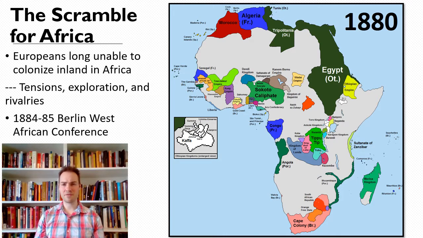So here's a map of Africa in 1880. You can see some of those European colonies just all around the edge. You can see some African empires still, the caliphates, or Egypt, even though it was a semi-independent section of the Ottoman Empire. Ethiopia is up there independent. So you see these different empires and kingdoms still around and a little bit of colonization.